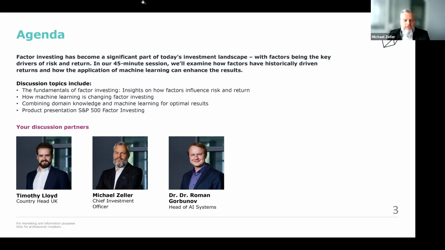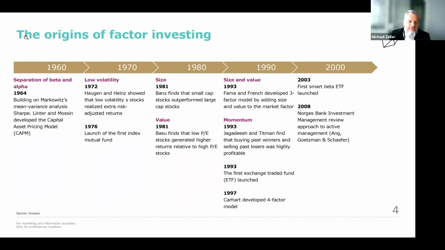Yes, hello. Thank you very much, Tim. I would like to start by talking a little bit about the origins and the history of factor investing. In 1964, the so-called capital asset pricing model was developed. And therefore, for the first time, we had a kind of separation of beta and alpha. And in the 70s, Horgan and Heinz came up with the idea that maybe low volatility stocks could outperform high volatility stocks, at least on a risk adjusted basis. They showed evidence that it could be so.